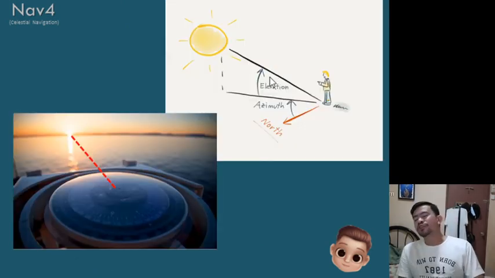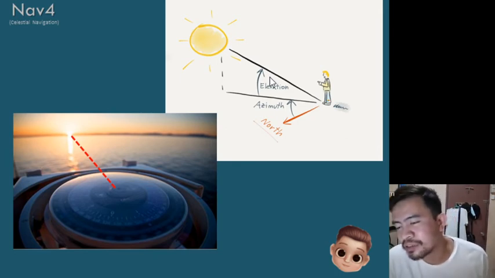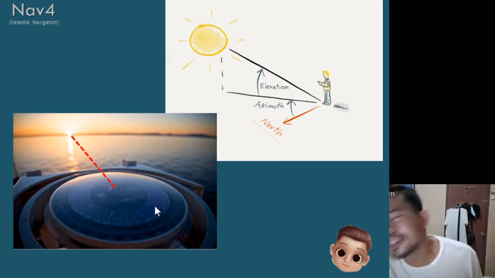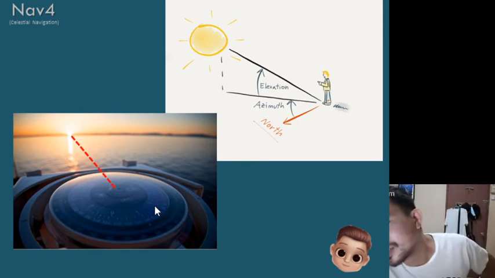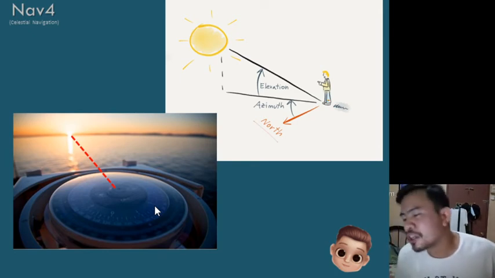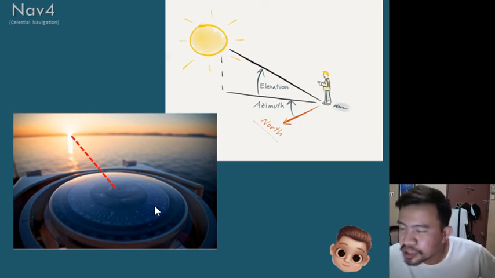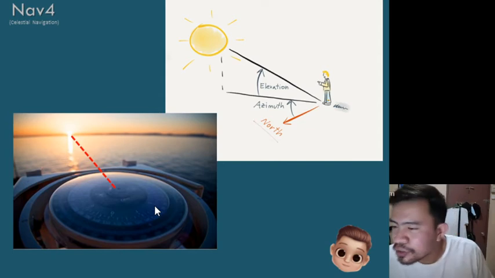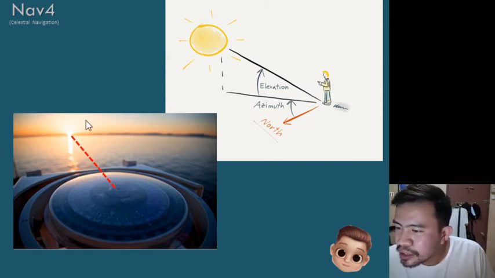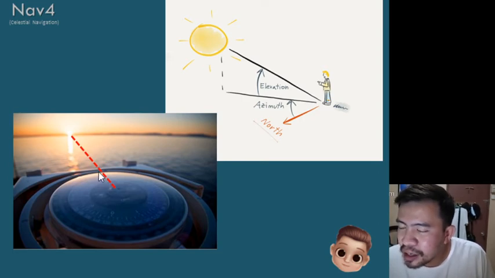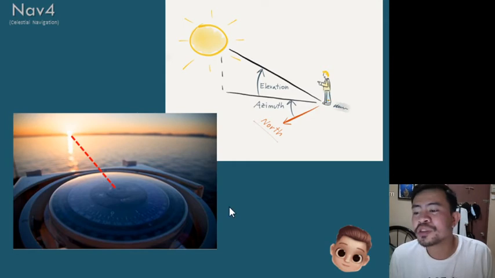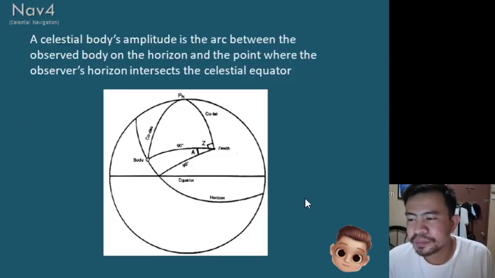So how do we measure the azimuth of the sun, for example? You just use your azimuth circle on your gyro compass, and we can use that to identify to which direction the sun is. So you just need to align the sun where it is. You look at the gyro compass to see what angle is formed here. Then with regards to the true north, that becomes your azimuth.